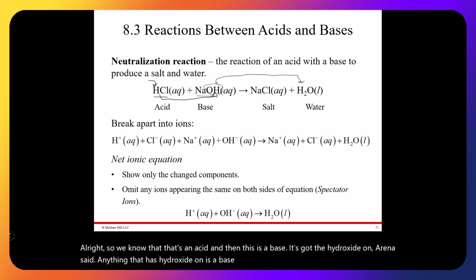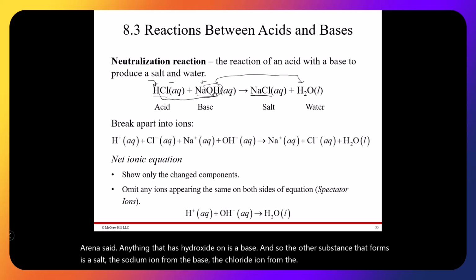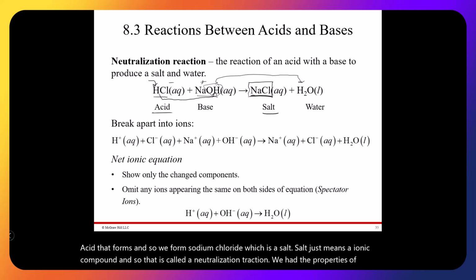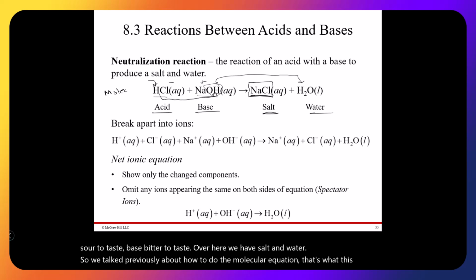And so the other substance that forms is a salt. The sodium ion from the base, the chloride ion from the acid that forms, and so we form sodium chloride, which is a salt. A salt just means an ionic compound, and so that is called a neutralization reaction. We had the properties of an acid: sour to taste, base, bitter to taste. Over here we have salt and water. So we talked previously about how to do the molecular equation. That's what this is. It makes it easy to balance.